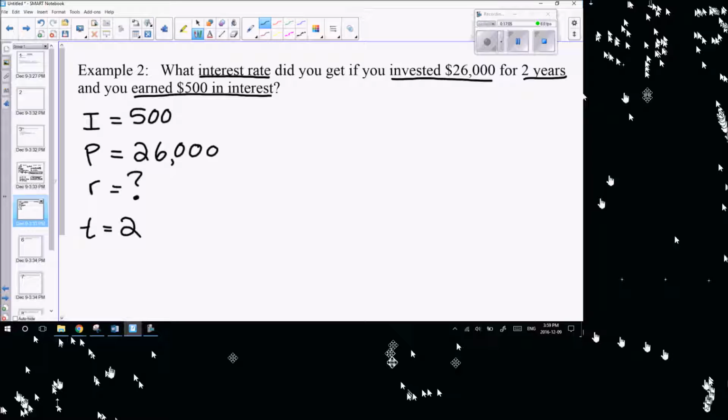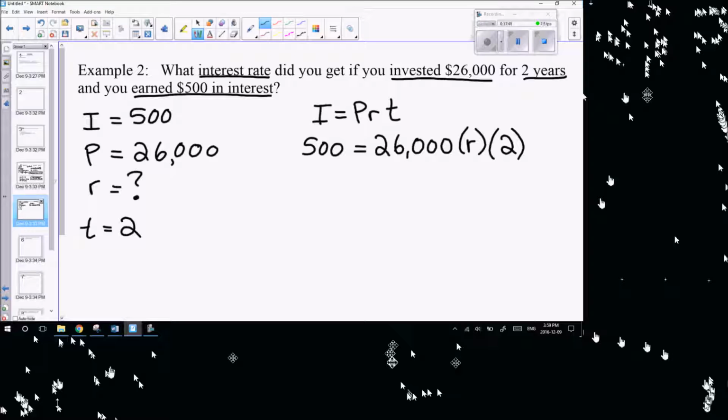So now that we have listed out all our key information and we have our one variable that we're solving for, let's plug it into our equation. Remember, our equation is that I is equal to PRT. So our I value is 500. Our principal value is 26,000. Our rate, we don't know, that's what we're trying to solve for, so we leave our R variable, and our T is 2.